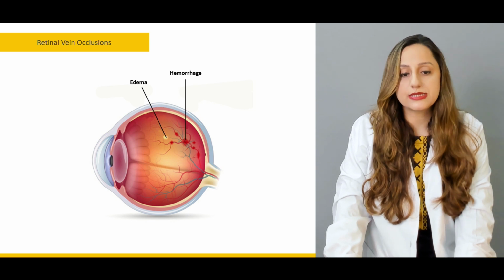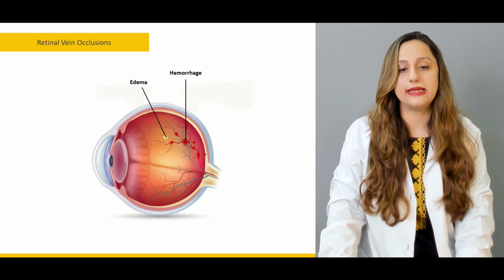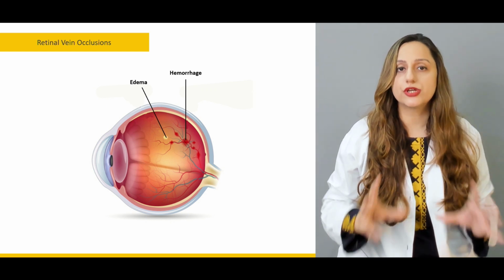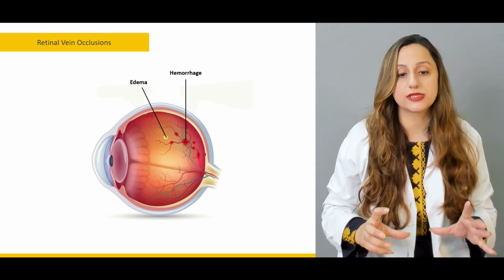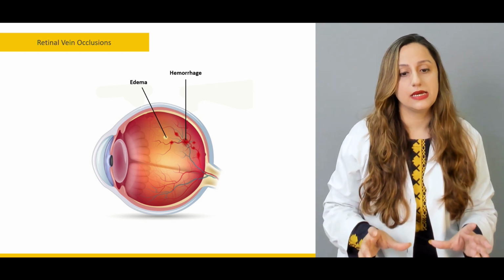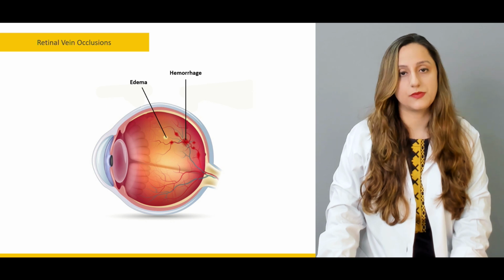Then the hemorrhages. Hemorrhages are not quite flame-shaped or elongated. They're quite circular hemorrhages, dotted hemorrhages that you're going to see. So this patchy hemorrhage pattern is usually seen in this particular phenomenon.